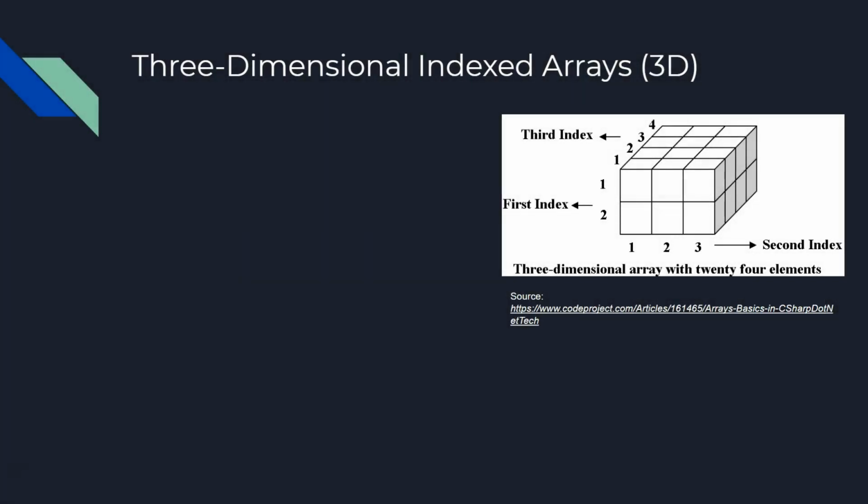Let's look at the three-dimensional indexed arrays. It's a 3D array. As you can see, it gets complicated now. 3Ds are really just like two or more 2D tables or 2D arrays. You put them together, you stack them together, you get a three-dimensional array.